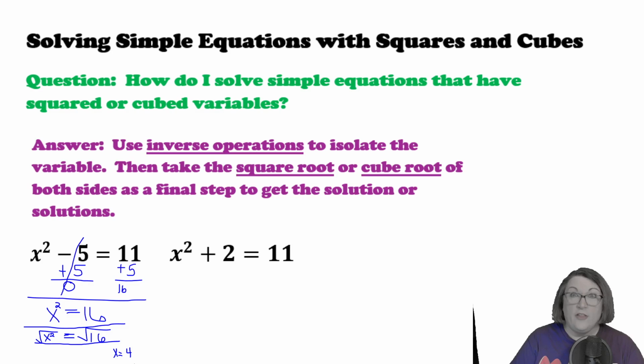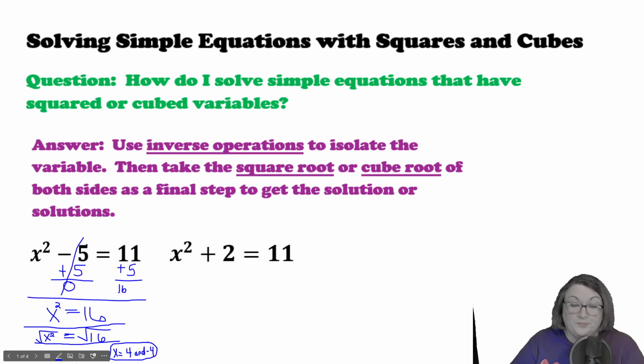There's actually another answer, and the answer is negative 4. So when you're solving equations and they're asking you for possible solutions, 4 times 4 is 16, so we know that works, but negative 4 times negative 4 is also positive 16. So in this situation, when you have a squared variable, you're going to have 2 possible solutions.